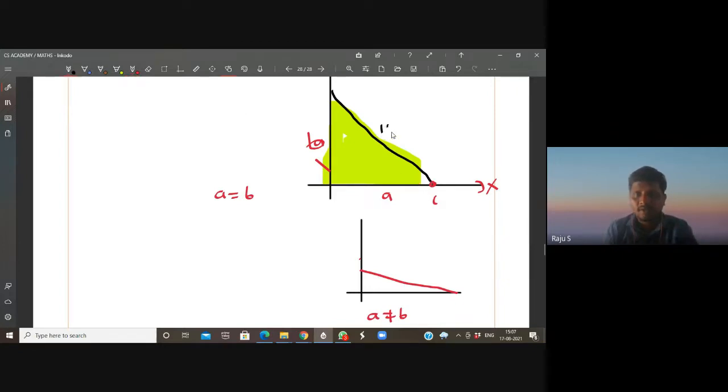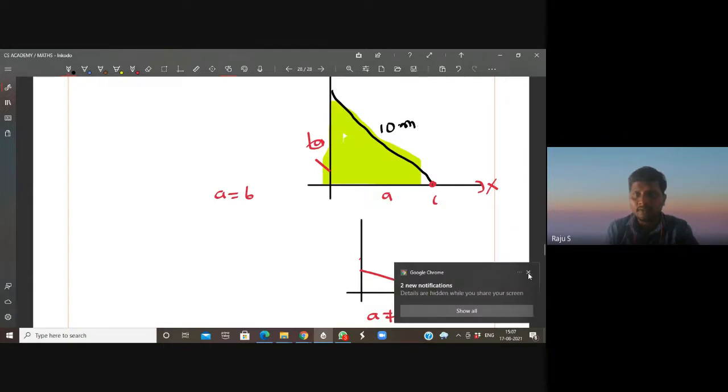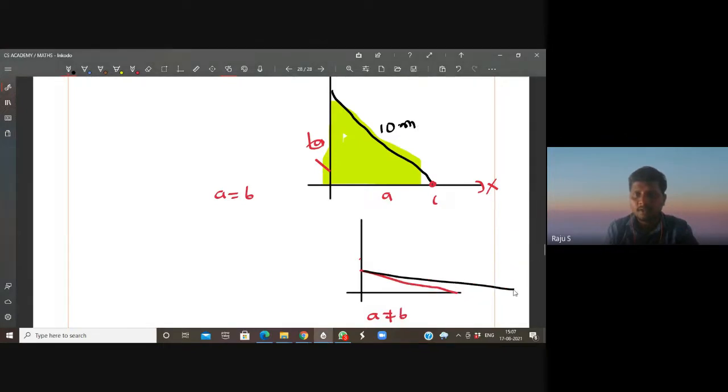So for example, I'm taking a rod length of 10 meters. Here also the same 10 meters, but I'm taking it down like that. It will be coming down, still 10 meters only. But the x-axis value increases. For example, A is equal to 6, but the value is increasing. It will come near the x-axis, and the area slowly becomes 0. So among all this, when A is equal to B, the area is maximum.